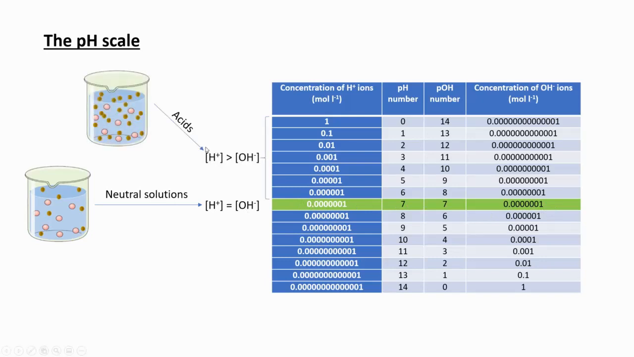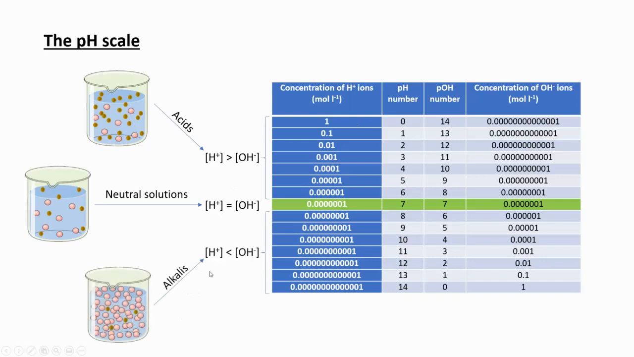Whenever we've got a concentration of hydrogen ions in a solution greater than the concentration of hydroxide ions, we call that an acid or an acidic solution. So if we look at this value here, this is a much greater concentration than this value here. So this would be classed as an acid, a concentrated acid.